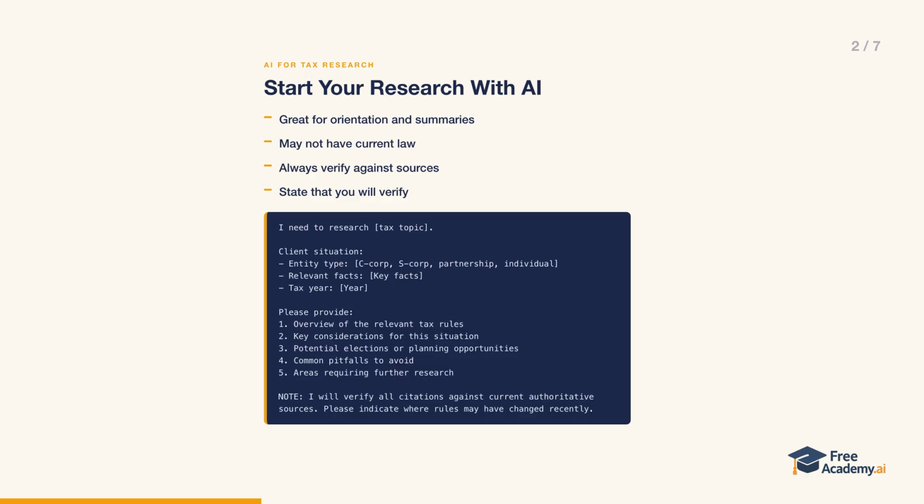Here is the lesson's research template. You fill in the entity type, the relevant facts, and the tax year, then ask for the rules, key considerations, planning opportunities, common pitfalls, and areas needing more research. Notice the note at the bottom that tells the AI you will verify all citations. That instruction is part of doing this responsibly.